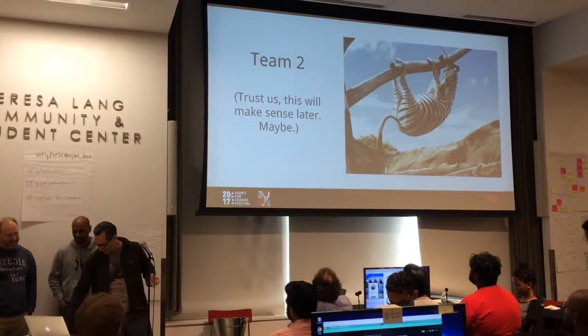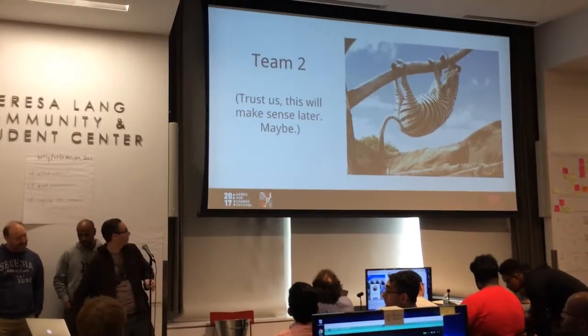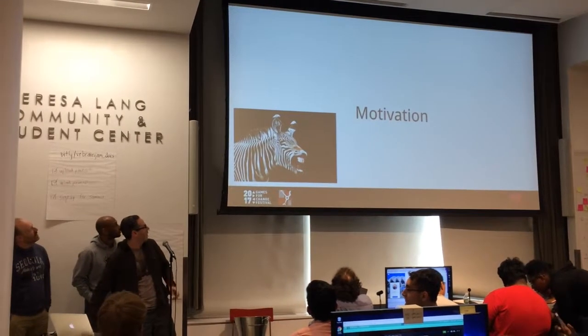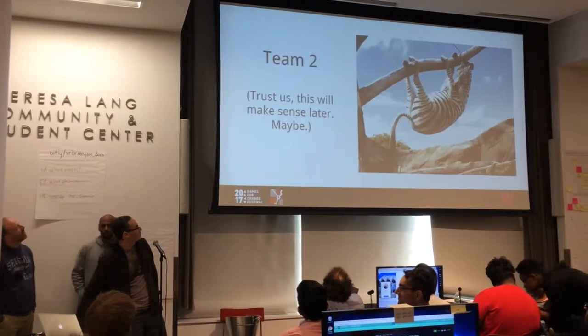Where's the forward backward? I don't see this here. Oh, it works. Okay, hey. So yeah, what's with the zebras?